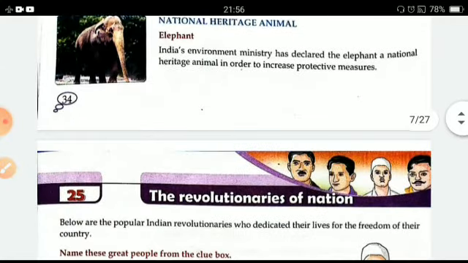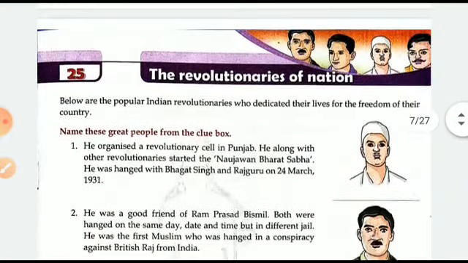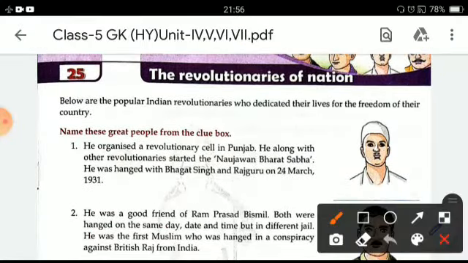Let's move on to the next chapter, that is 25, the revolutionaries of nations. Now, below are the popular Indian revolutionaries who dedicated their lives for the freedom of their country. Now, you have to name these great people from the clue box after reading the description.